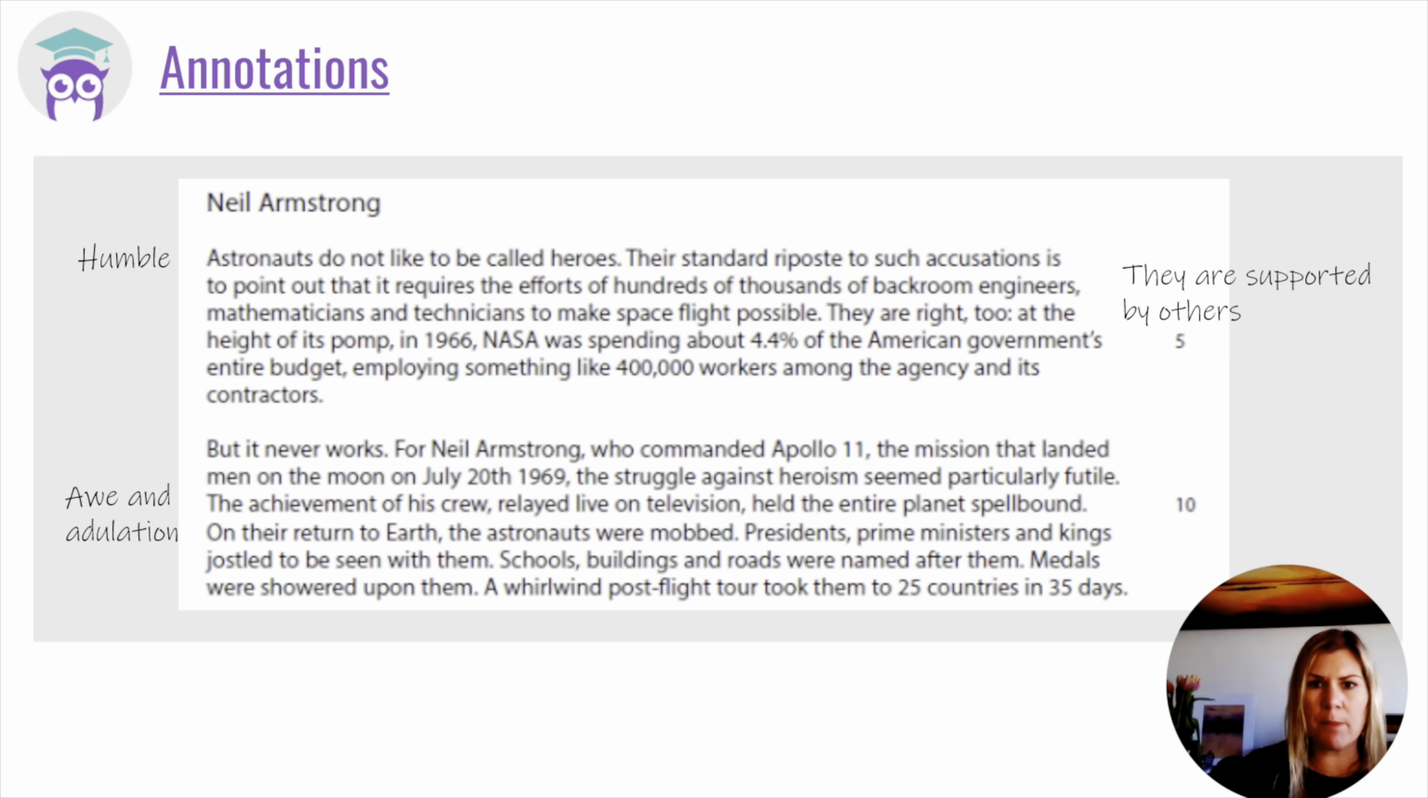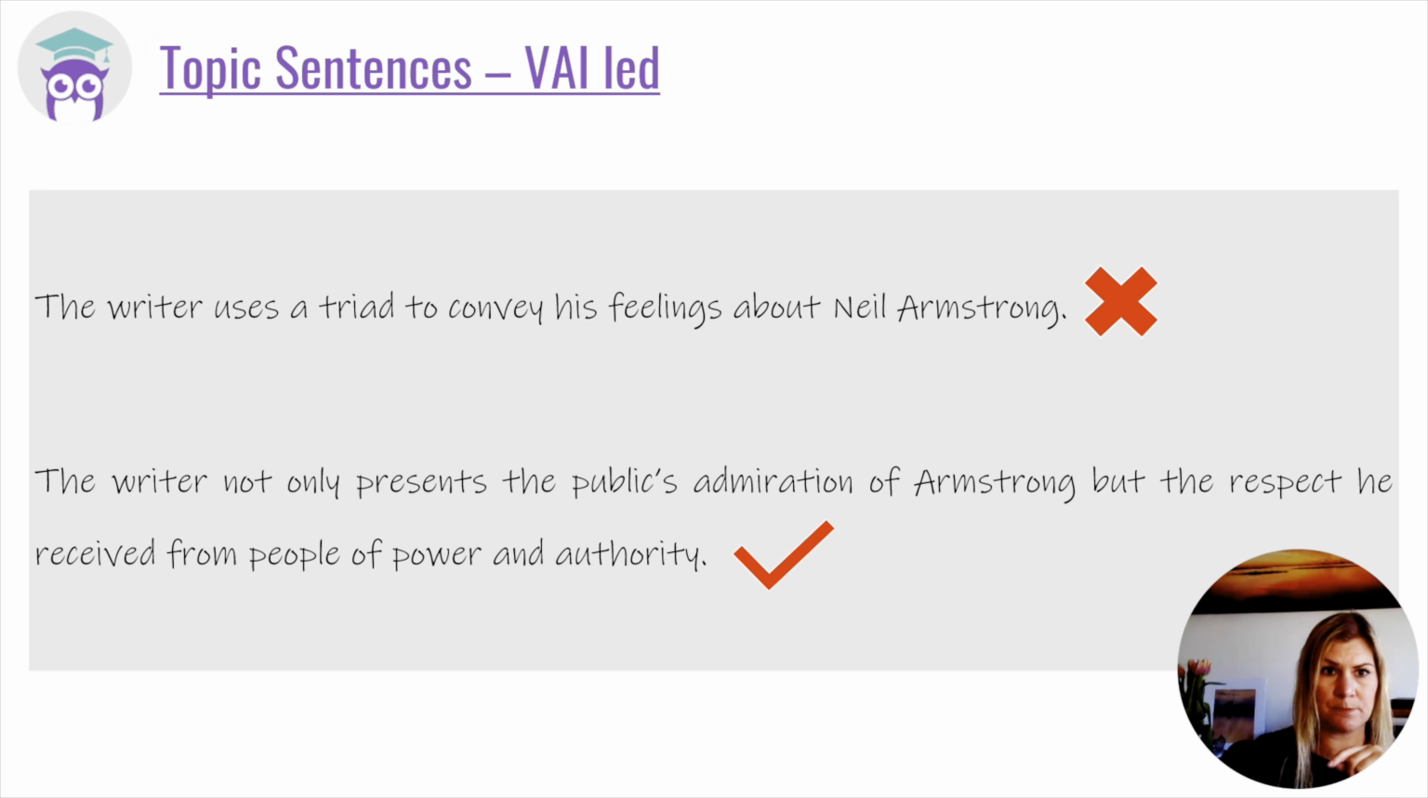So do you see what I mean? I'm creating little words and phrases that almost summarize the attitudes or the beliefs or the thoughts that the writer is presenting here. And I'm doing this so that I have got some good stuff for my topic sentences. And I'm going to show you this now.